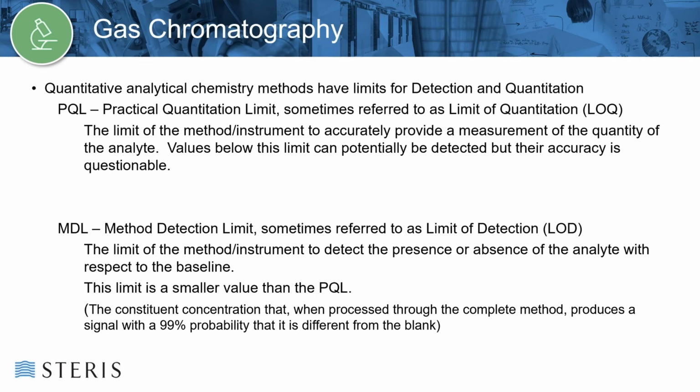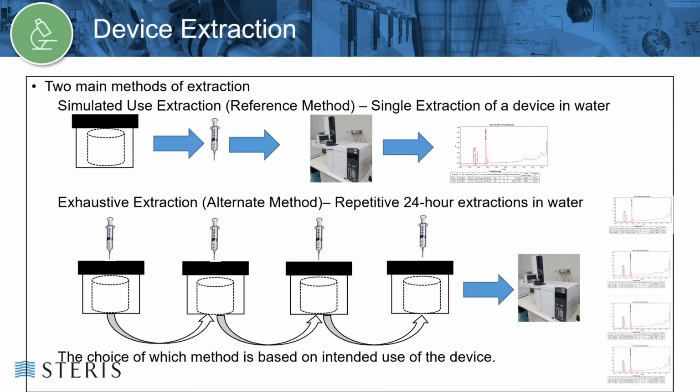Quantitative analytical chemistry methods will have limits for detection and quantitation. The practical quantitation limit is the limit of the method and instrument to accurately provide a measurement of the quantity of an analyte. Values below the limit of quantitation may indicate the presence of the analyte, but the accuracy of the measured amount is questionable. Method detection limit is the limit of the method and instrument to detect the presence or absence of the analyte with respect to the baseline signal.